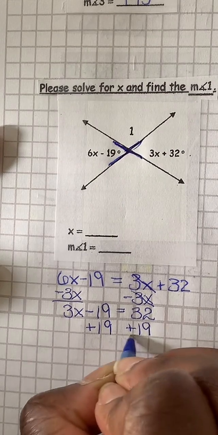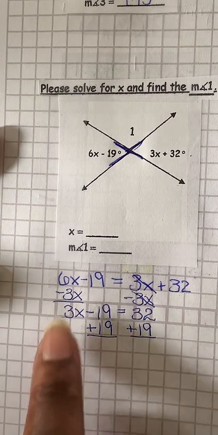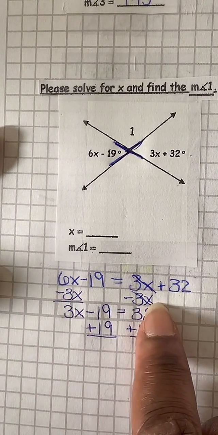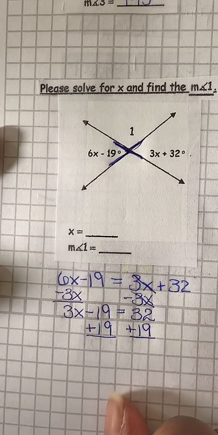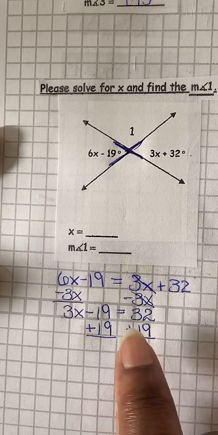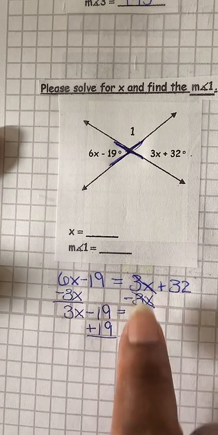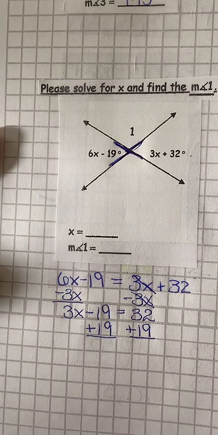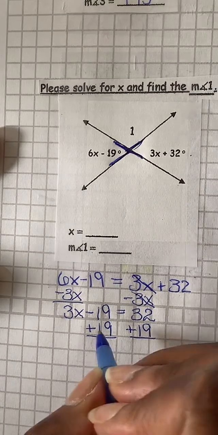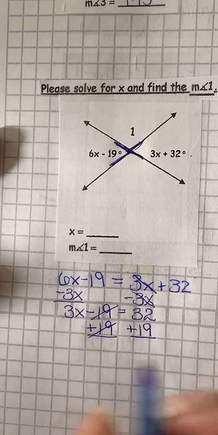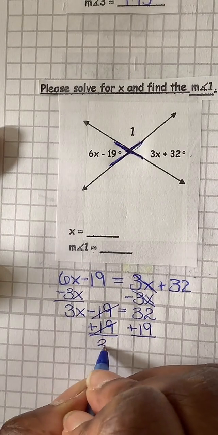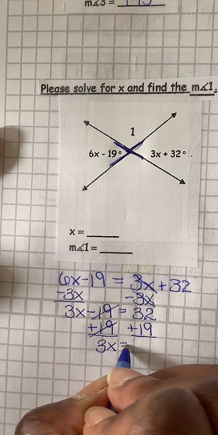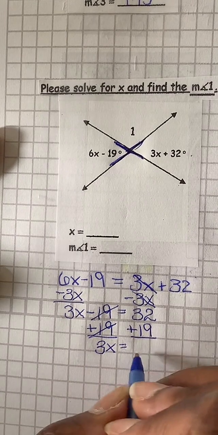If you're asking, hey, Audrey, is there a way that I can subtract the 6x and get the same answer? Yes, you just have to make a decision on what side you want your x's on. But it has to be on the same side. So you have negative 19 and positive 19. They cancel out. So now I have my 3x.